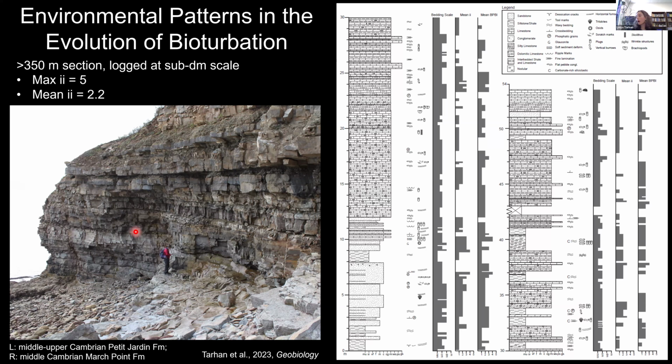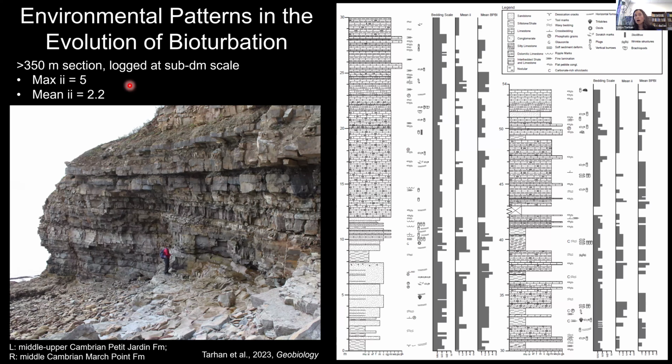And what we found so far, and some of our preliminary data were published last year in Geobiology, is from logging over 350 meters of the Port-au-Port succession and adjacent successions at the centimeter scale, so at the scale at which we know bioturbation varies, unsurprisingly, a fair amount of variability. We do see some strata that are characterized by higher intensities of bioturbation, for instance, ichnofabric index values as high as 5, but these more intensively bioturbated intervals are relatively uncommon.